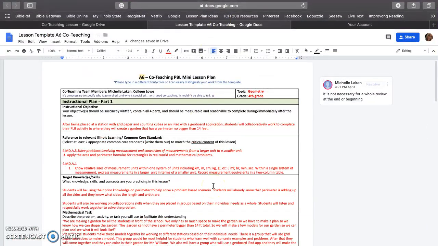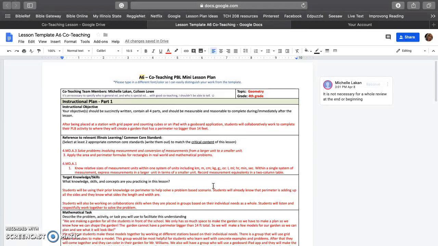Hello, so I'm going to explain my co-teaching problem-based learning mini lesson. We were given the area of geometry and we decided to work towards fourth grade. Our instructional objective is that after students are placed in their groups, they're going to use either counting cubes or an iPad with a GeoBoard application.